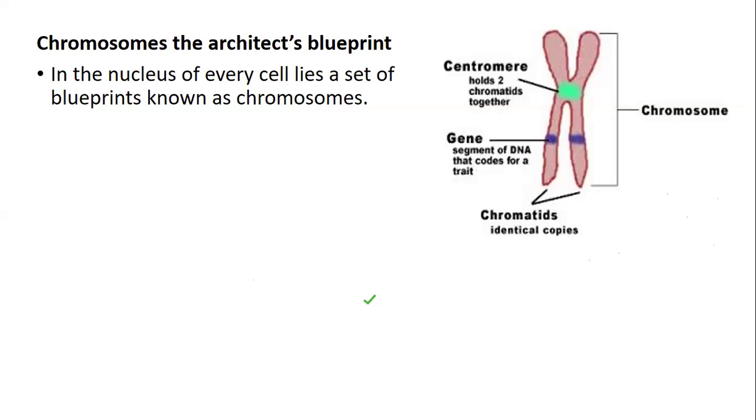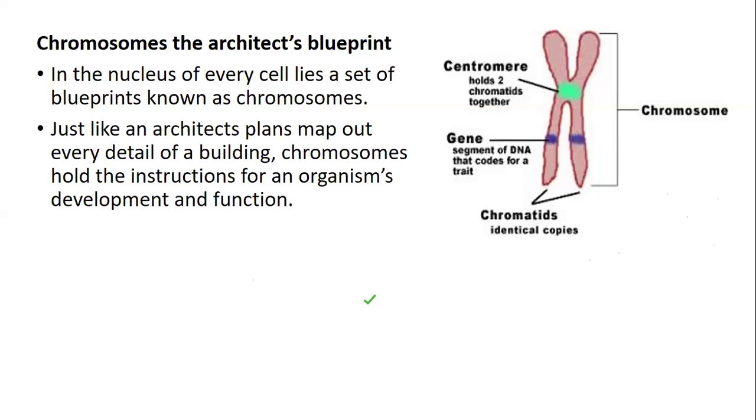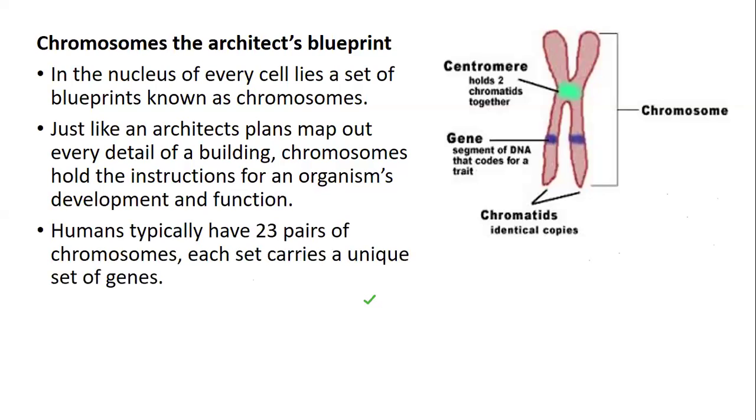As we'll see later, this chromosome, if we were to unwind or disentangle it, will appear like thread-like structures, as some of you said already. So we're saying just like an architect plans and maps out every detail of a building, chromosomes also hold the instructions for the organism's development and function. Now, typically humans have 23 pairs. I think we talked about that already.